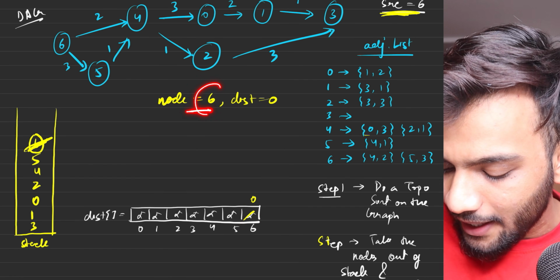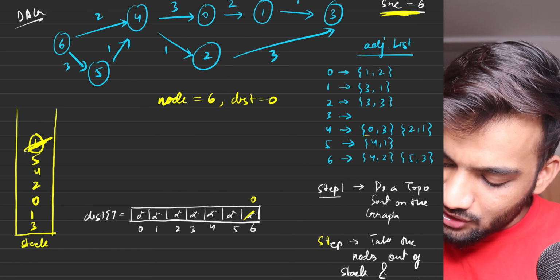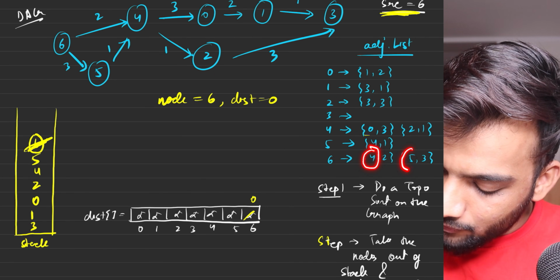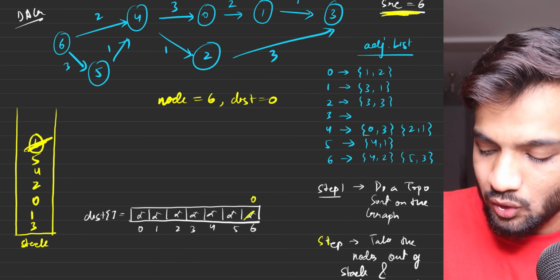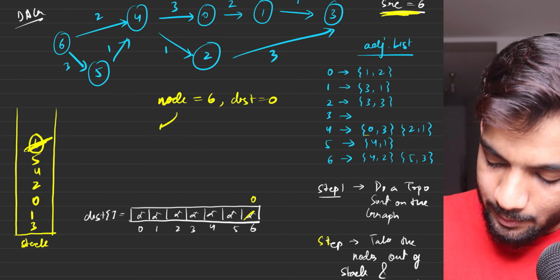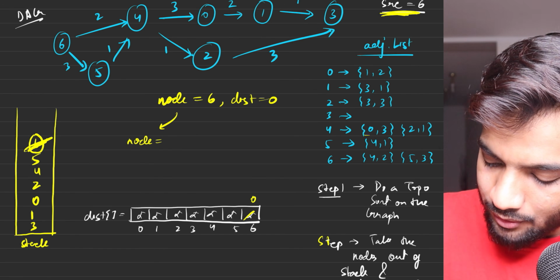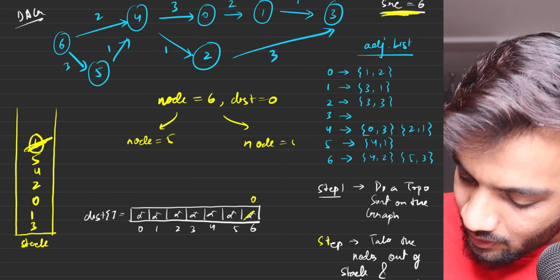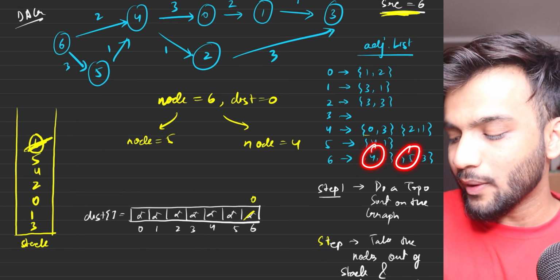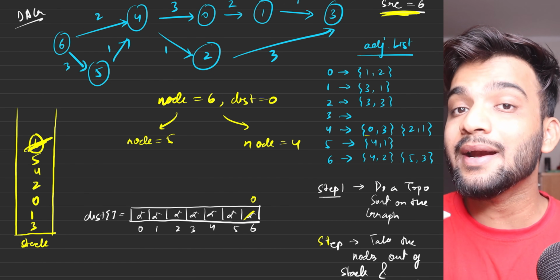Now figure out the adjacent nodes of 6. The adjacent nodes of 6 are 4 and 5. So try to go there. You'll be like, okay, I'll try to go to node 5. I'll also try to go to node 4. These are the 2 nodes that I'll try to go to.